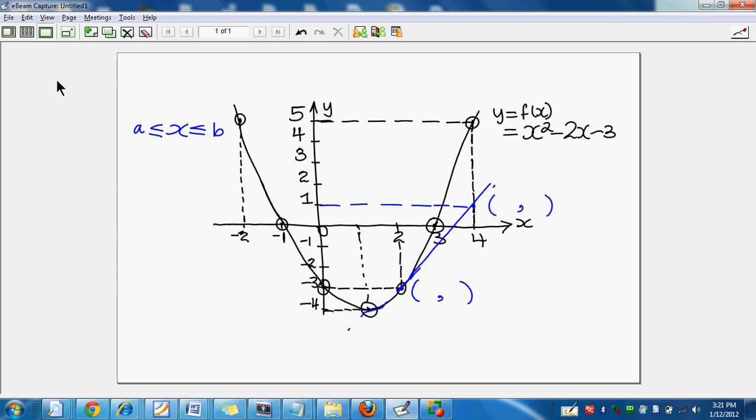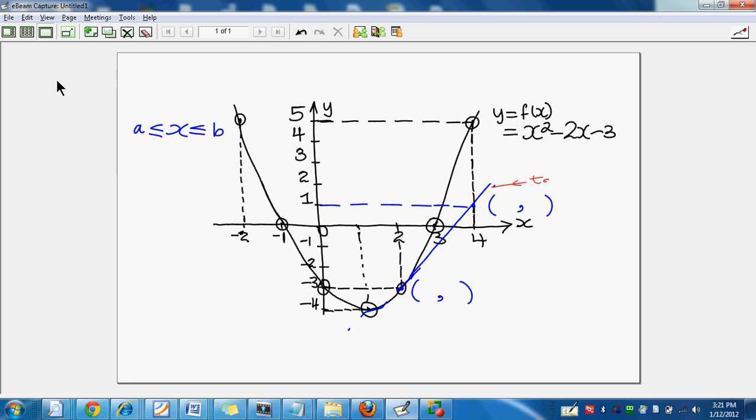Right? A will be equal to -2 and B will be equal to 4. Okay, so that will be your first answer. Values of A and B which define the domain of the graph. A would be -2 and B would be 4.